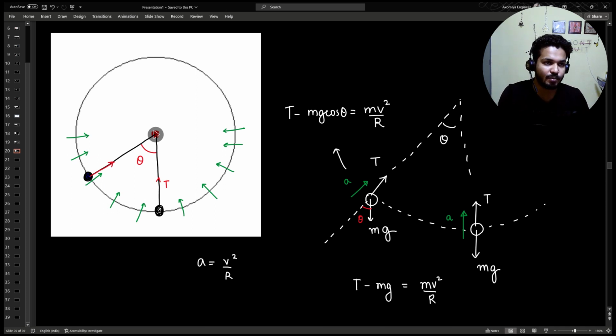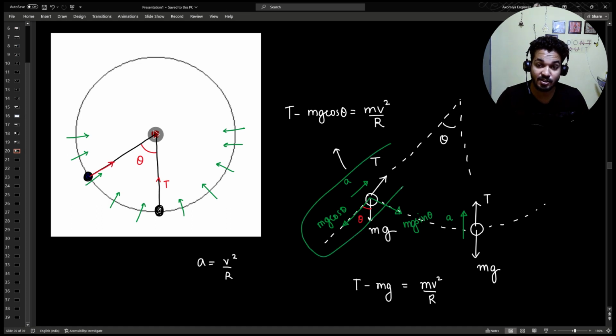Because if you take the components of the gravitational force, then mg will have two components. One component will be along this, which will be mg cos theta, and one will be perpendicular to this, and that will be mg sin theta. So in the direction of centripetal acceleration, you'll have T minus mg cos theta. Can someone tell me what role mg sin theta plays?